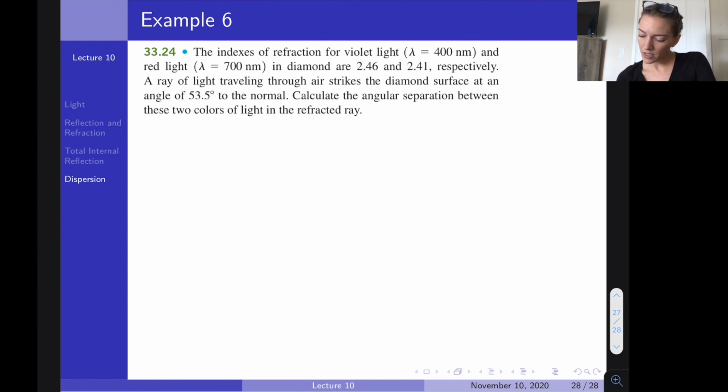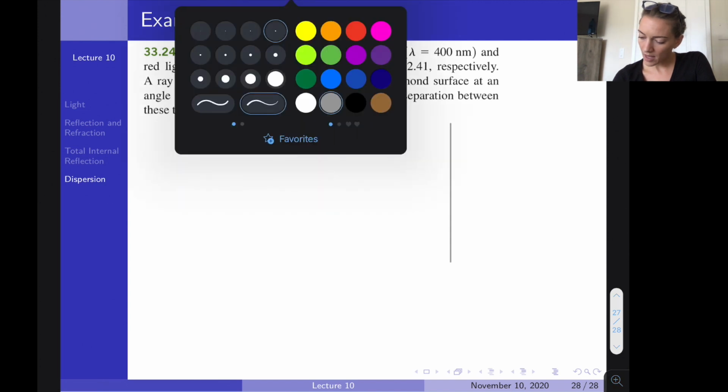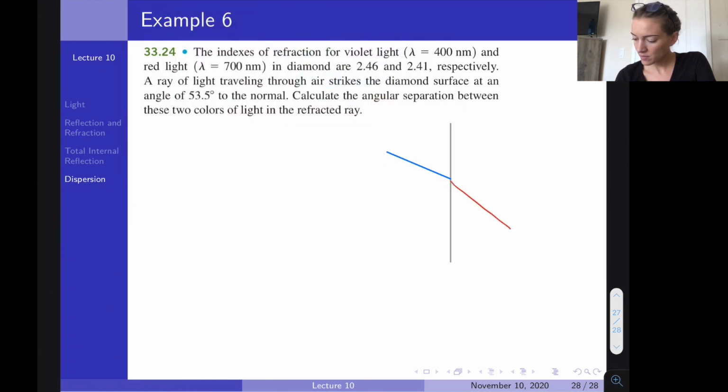Okay, so here we have the indices of refraction for violet light and red light inside a diamond. It's 2.46 and 2.41. The wavelength of violet light is 400 nanometers and red light is 700 nanometers in a vacuum. We have a ray of light traveling through air and striking the diamond surface at an angle of 53.5 degrees to the normal. We want to calculate the angular separation between the two colors of light in the refracted ray. So let's say this is the diamond surface here, and the ray of light comes in like this. Our red will be refracted like that, and then the violet maybe like that. So what we're looking for is this angle, the separation between the two colors.